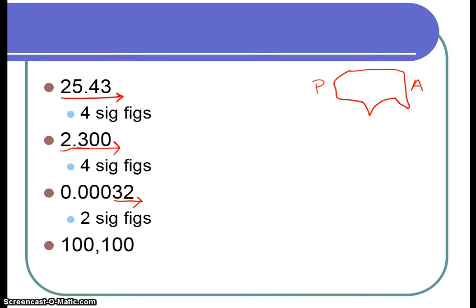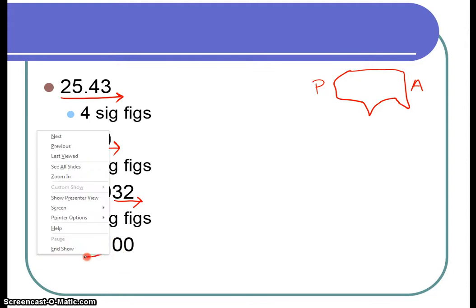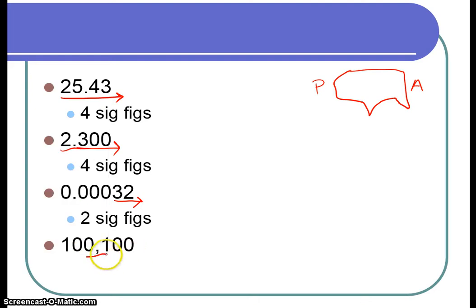And this one we have no decimal, so I'm going to start here. I don't start with this 0, I don't start with this 0. I start with this 1, and even though these are zeros, this 1 starts it, and everything to that side is significant. So I have 4 sig figs in that case.